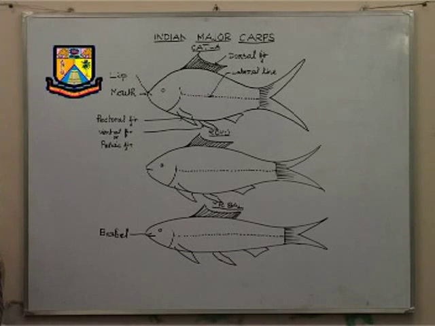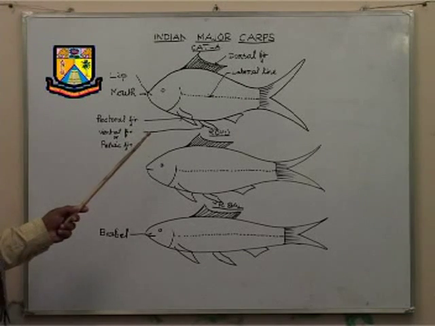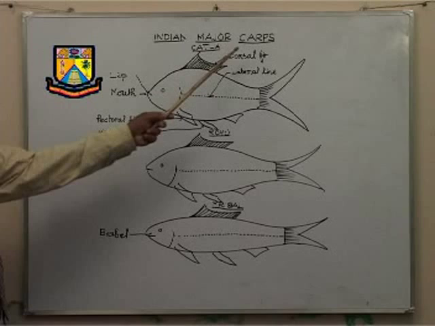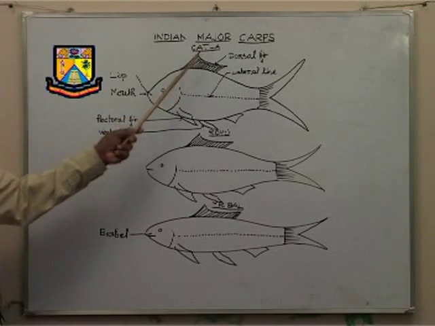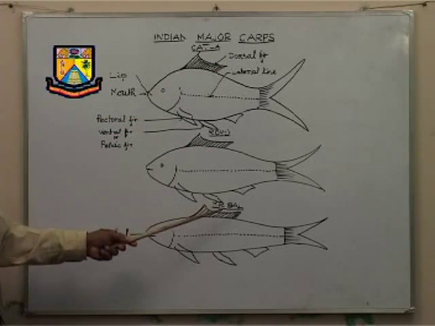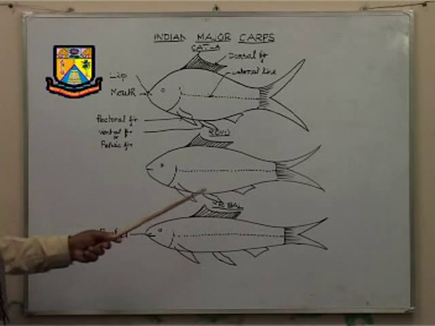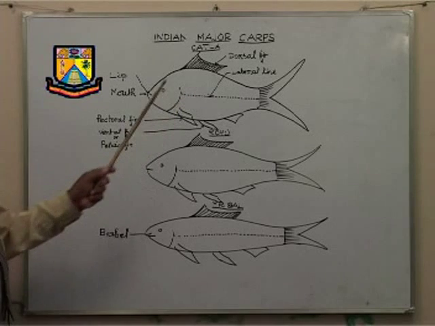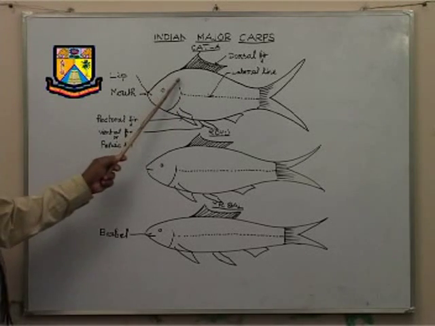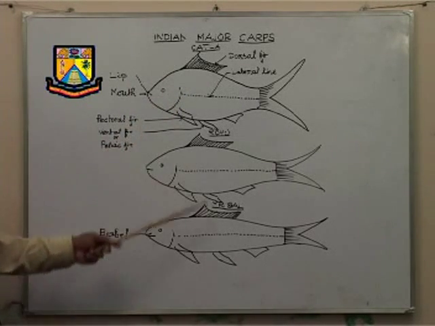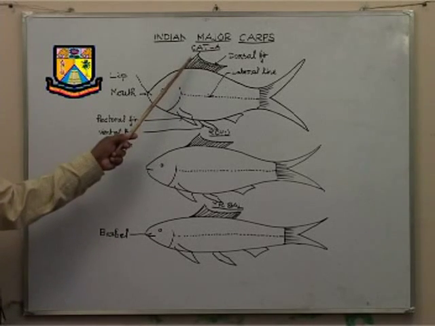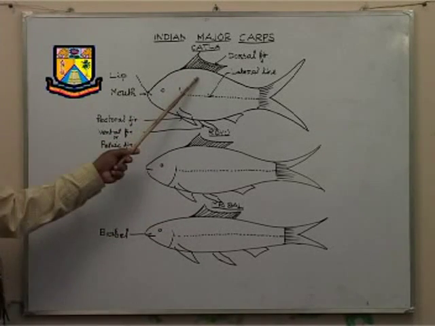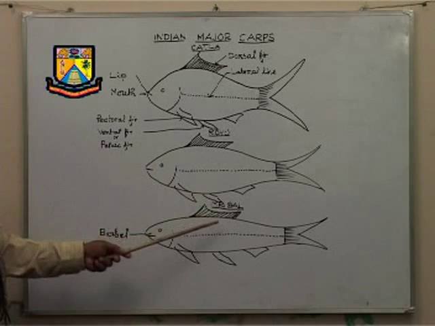Dear students, look at this board. Now you are seeing Indian major carps, Katla, Rohu, Mrigal. I already explained the identification features. First we will see the general body shape. Now we can distinguish among the three species, Katla, Rohu, Mrigal.